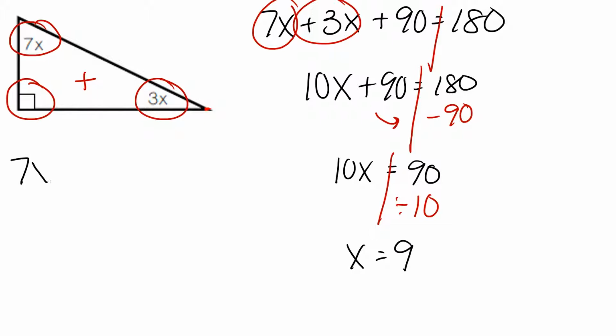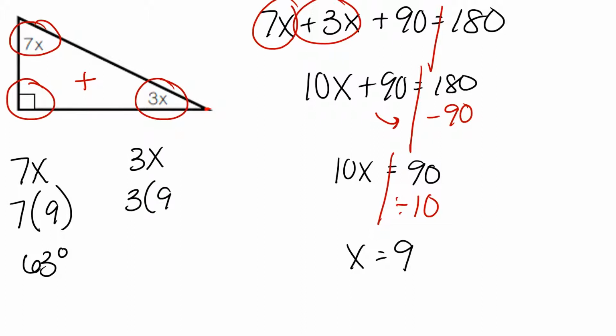We have to take that answer and plug it into our equations. Instead of 7x, we do 7 times 9, which is going to give us 63. For 3x, instead of 3 times x, we do 3 times 9, which is going to give us 27. And again, we already know that our square represents a 90-degree angle.